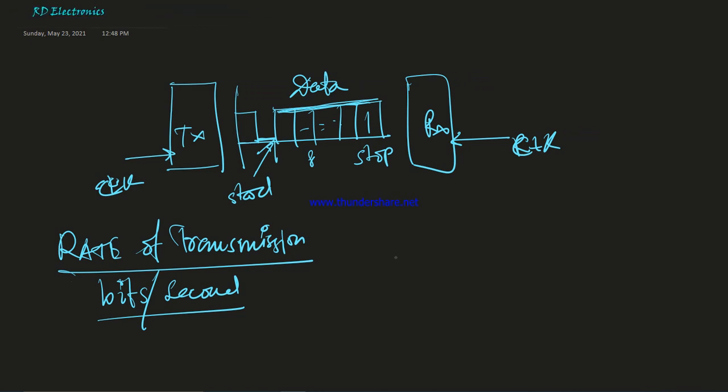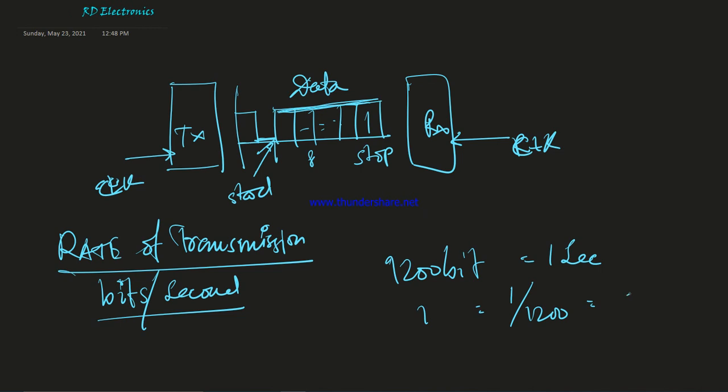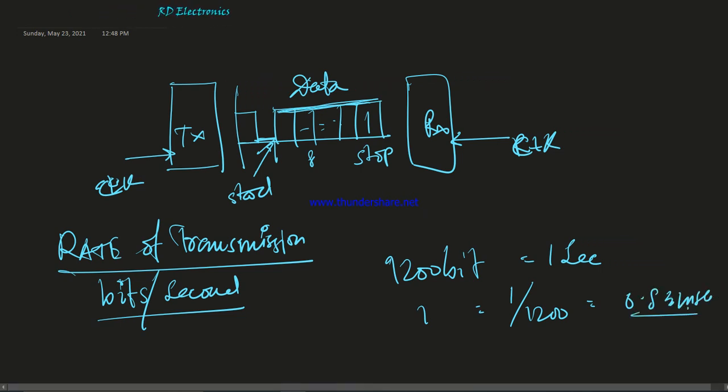So if we consider that 1200 bits are transmitted in 1 second, then for 1 bit, 1 by 1200, that is 0.83 millisecond, is required. Okay, that's how we can determine our rate of transmission.